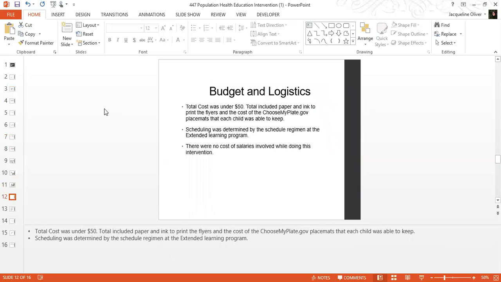Budget and logistics. I spent under $50 for my products, such as paper and ink. Also, the ChooseMyPlate.gov placemats, which I felt were really beneficial because the students followed along, keeping their notes in the correct boxes, in the correct categories. It was difficult to schedule around the students' regimen of the extended learning program. There was no cost in salaries involved otherwise.